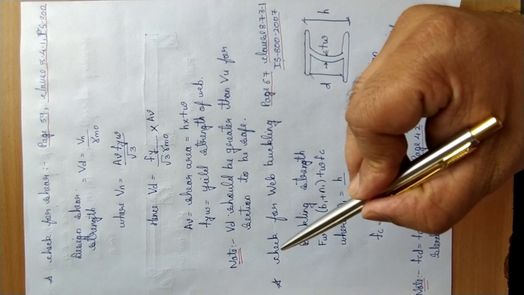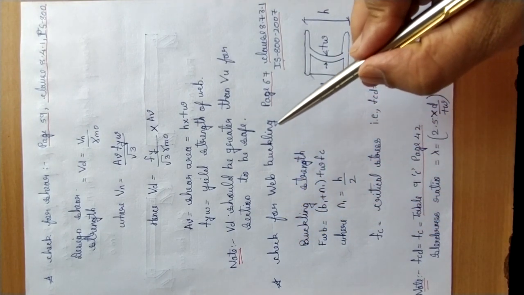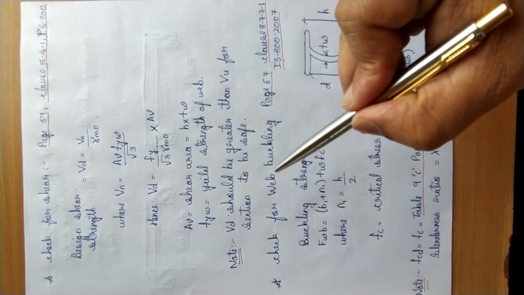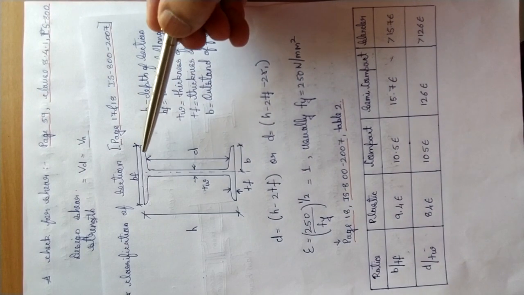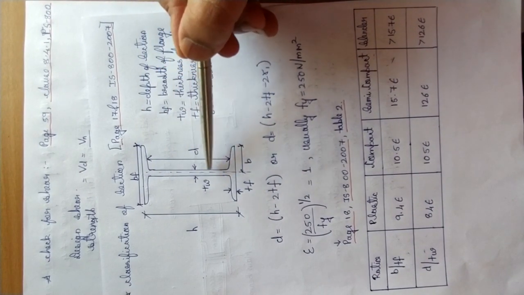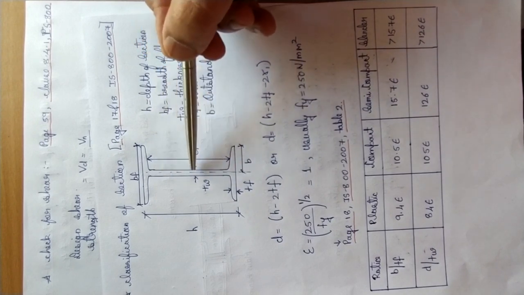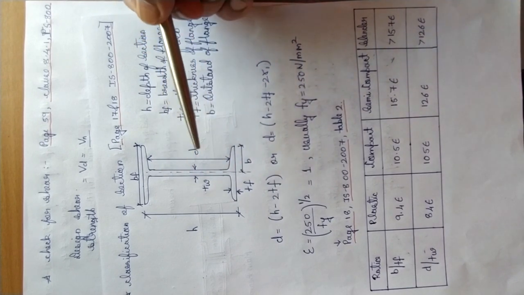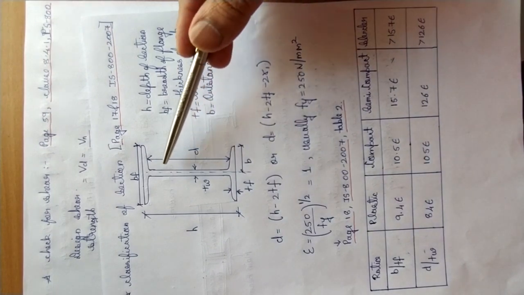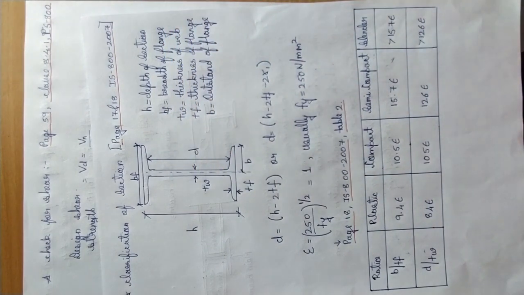So the next check is nothing but check for web buckling. This is with regard to the web portion. The web portion lies here. If I divide, this is the top flange, this is the bottom flange, this is the web. So we are interested in the web portion. You can see the web portion is very thin. Just as in the case of the refill, which I demonstrated in the earlier lecture, I would like to demonstrate it once again. You can see here the web portion is very thin, just like a refill.